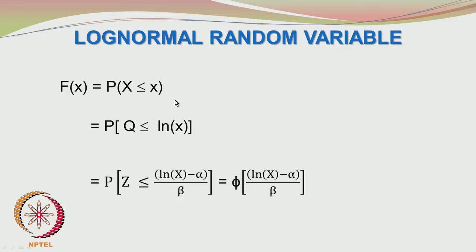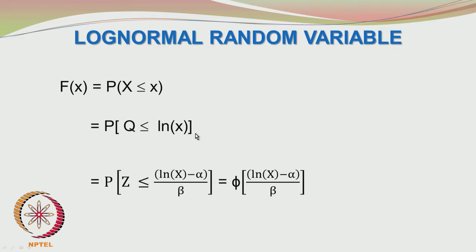This is the cumulative distribution function. By now it should be familiar to you. F of x is equal to probability of X less than or equal to x, and that may be written as probability of Q less than or equal to ln of x. How did you get this? You have to just take ln of small x, and so ln of capital X became Q, Q is less than or equal to ln x.